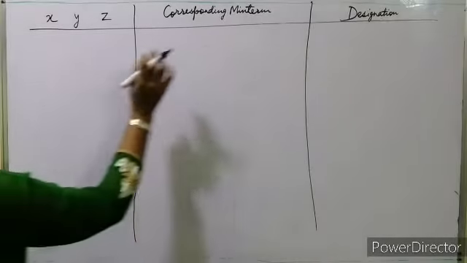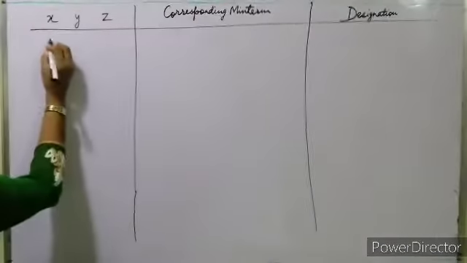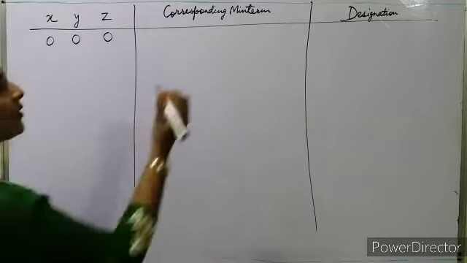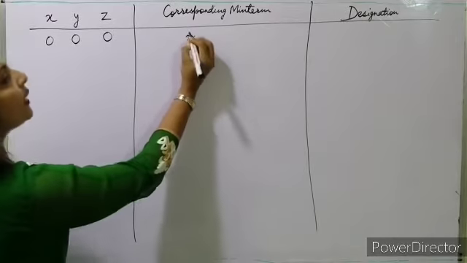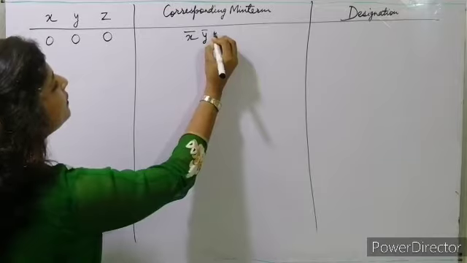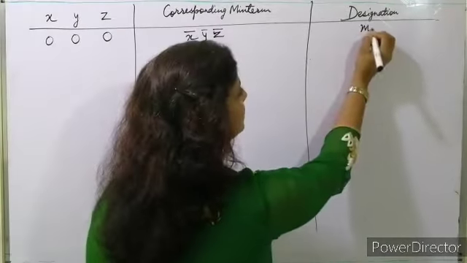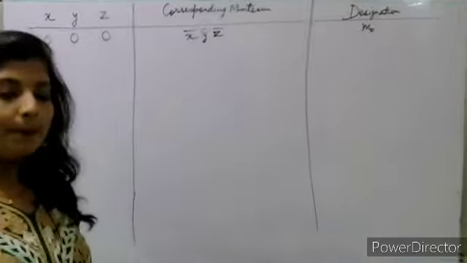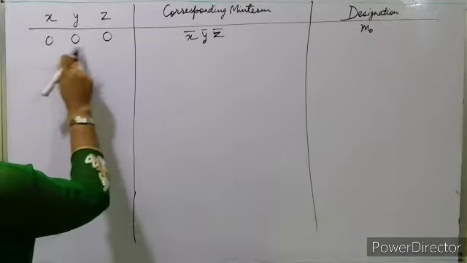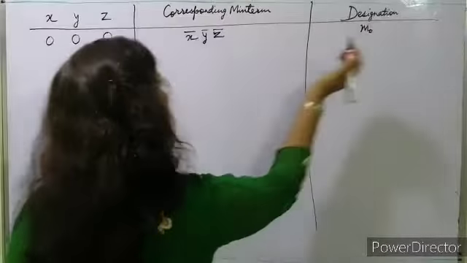Now we'll see x, y, z and write the corresponding min terms and designation. If x is 0, y is 0, z is 0: when x is 1 we write x, but when x is 0 we write x bar, the complement of x, and the complement of y, complement of z. This is denoted by small m. Min term we always denote by small m. Since 0 0 0 in binary is 0, we write m0.